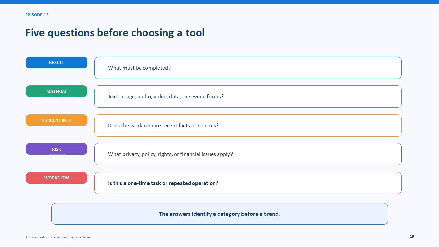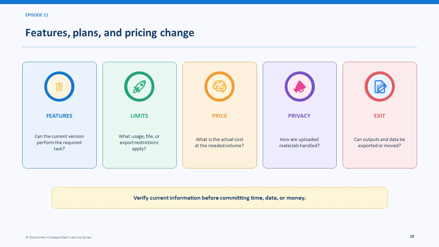Before choosing a tool, ask what must be completed, who will use the result, what source material is available, which privacy or rights rules apply, and whether the task repeats or requires expertise. Features, usage limits, prices, privacy practices, and edit restrictions can change. Verify current information before committing data, time, or money.